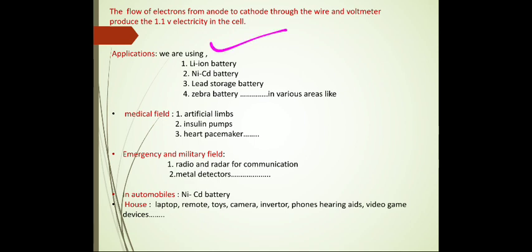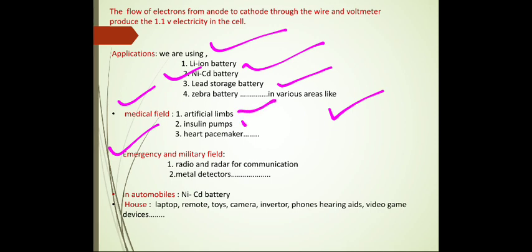We use these in our daily life: lithium ion battery, nickel cadmium battery, lead storage battery and zebra battery. These batteries are used in various areas like the medical field, and also the emergency and military fields. In the medical field, we use artificial limbs, insulin pumps and heart pacemakers. In the emergency field, we use radio and radar for communication, and metal detectors. In automobiles, we use nickel cadmium batteries especially.